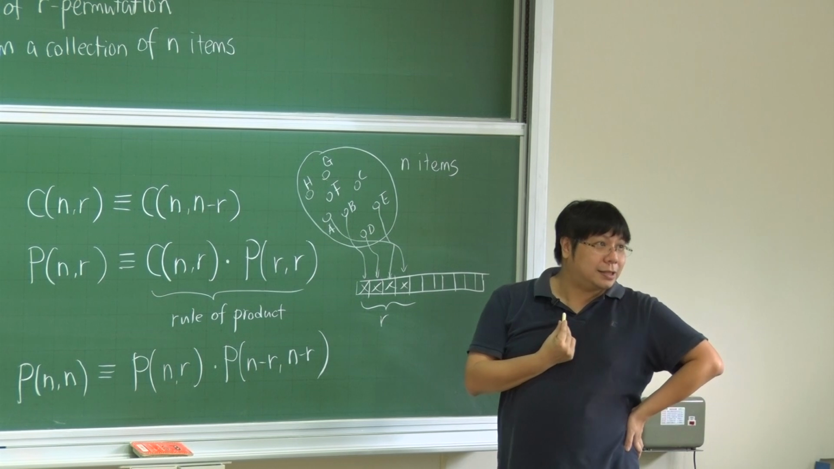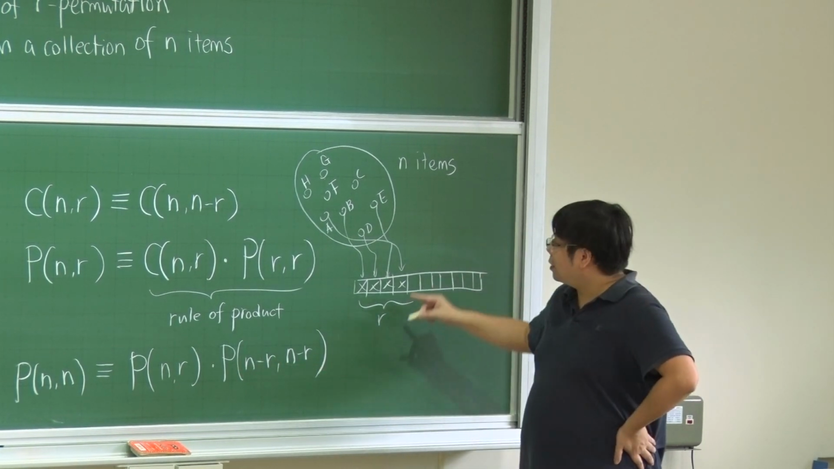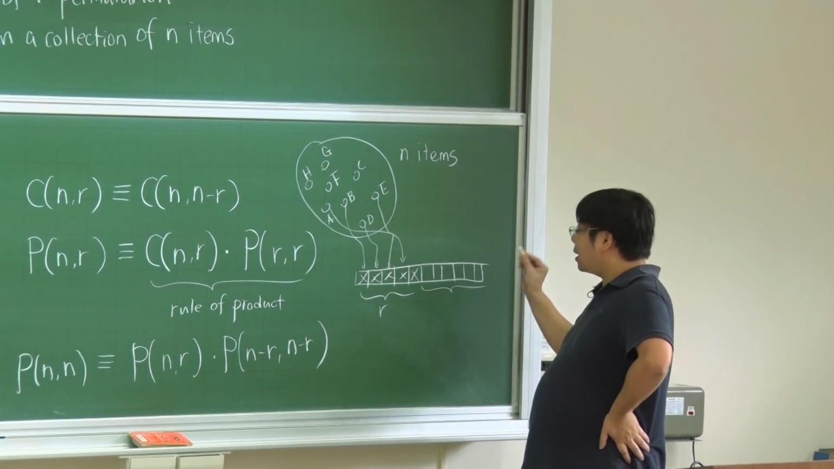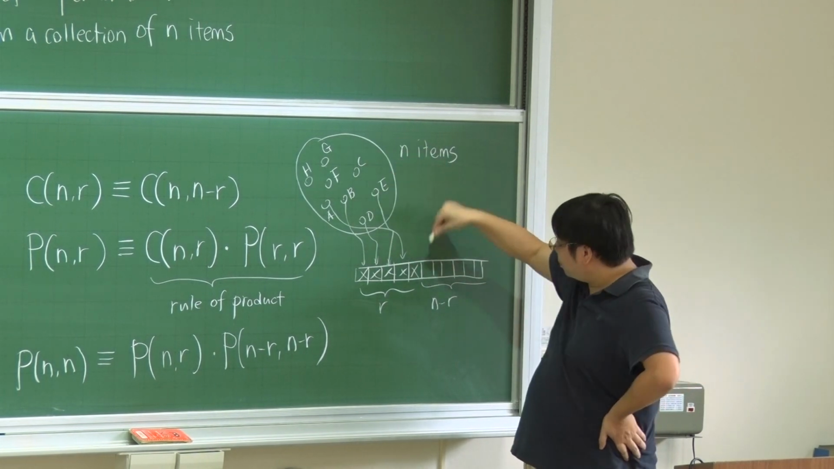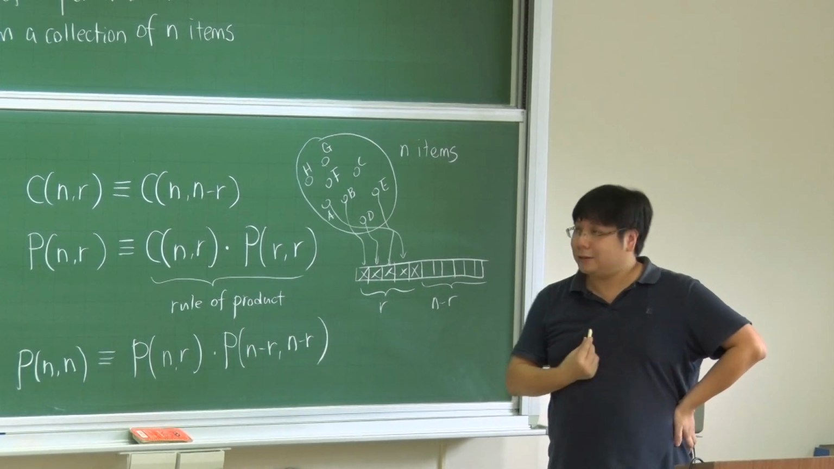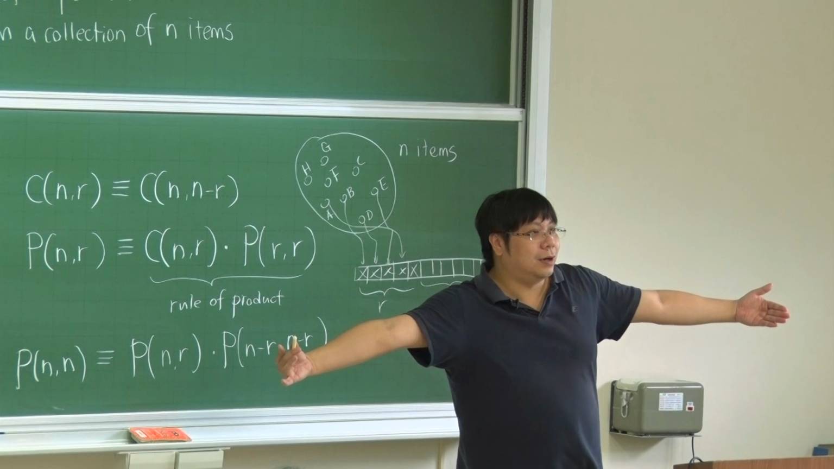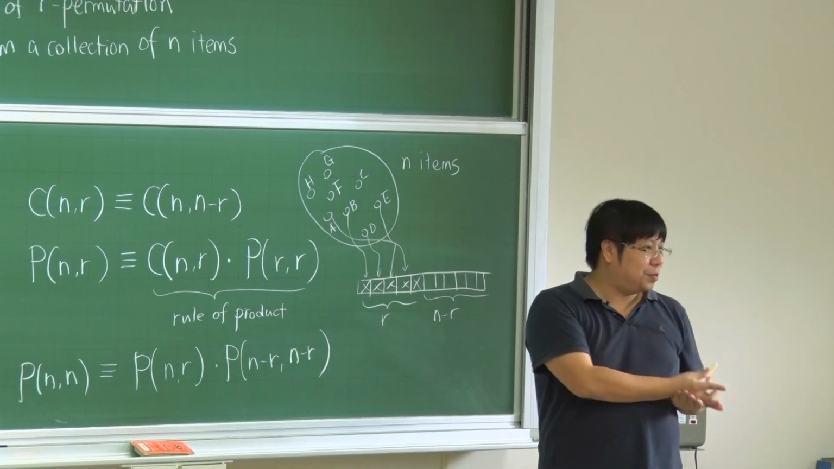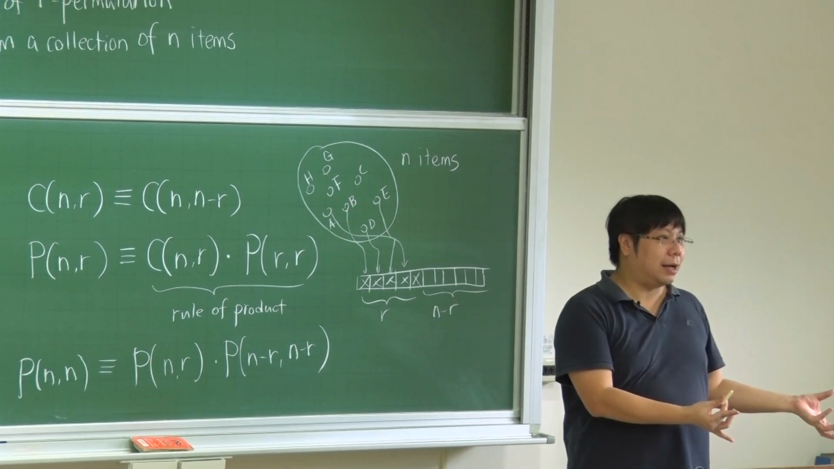The first day you select R items and make the arrangement here. And then, this is not done yet. To complete the whole process, you need the second day. In the second day, you have n minus R items left here, and then you want to put them here. So there are P(n-R, n-R) ways. So this is again rule of product. To do the whole job of putting n things into these slots, you separate it into 2 parts. Put the R items first, and then put the n minus R items later.